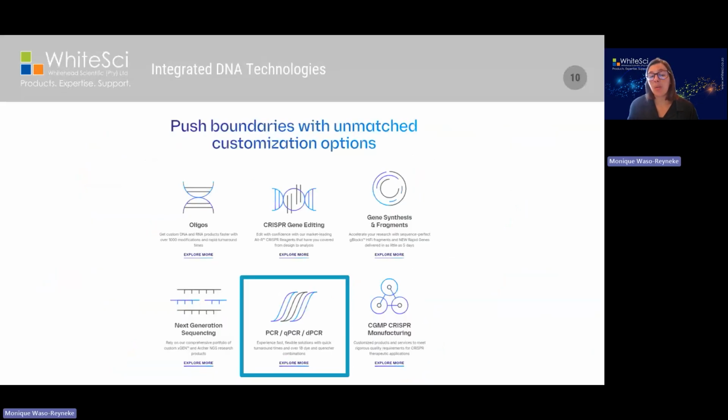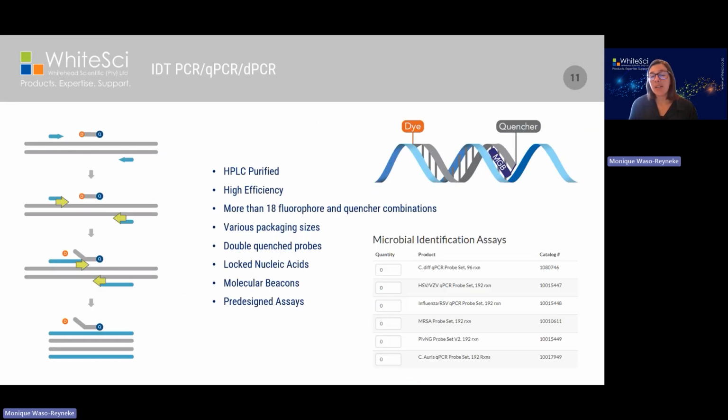Then probably one of our most popular categories is our PCR, qPCR, and digital PCR offering. This is mainly focused on our probes that are available. It falls within our oligos category, but we've kept it separate just because there are some iterations under probes, which sets them apart from just modified oligos.